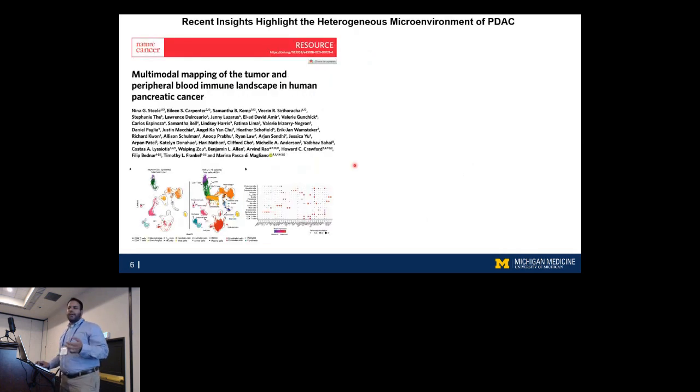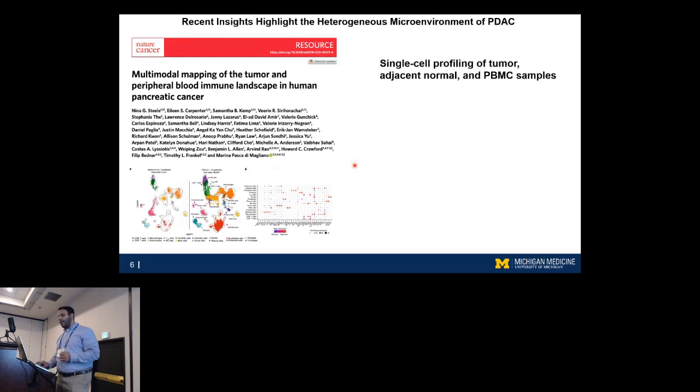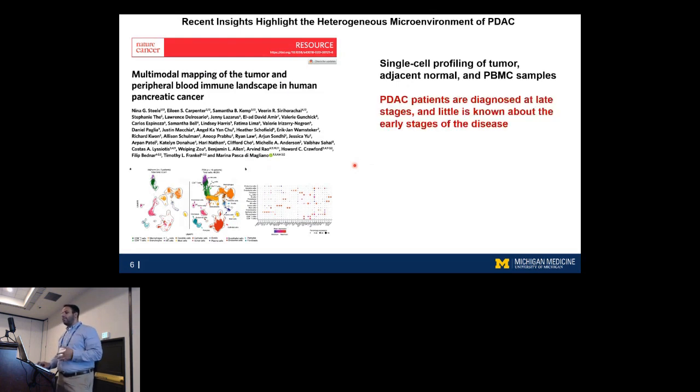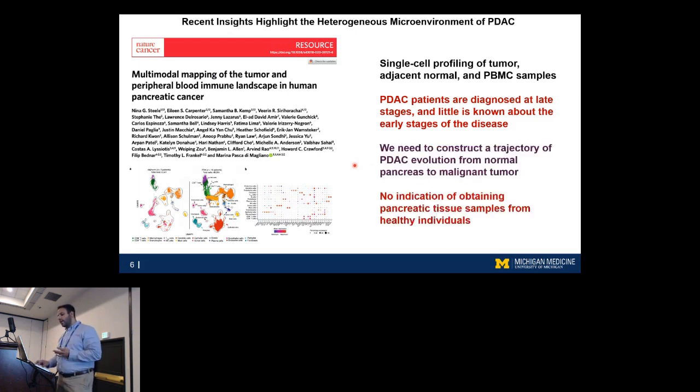In my lab, we have been doing this for a while, actually before I joined the lab, but they focused mainly on pancreatic cancer samples. The problem, again, is that late diagnosis hampers the ability to obtain normal samples. So we don't really understand the trajectory of how pancreatic cancer develops from normal samples towards a full tumor. Simply, that's because there's no actual indication to obtain healthy tissue from an individual. You can't just show up to someone and tell them, give us a sample from your pancreas.